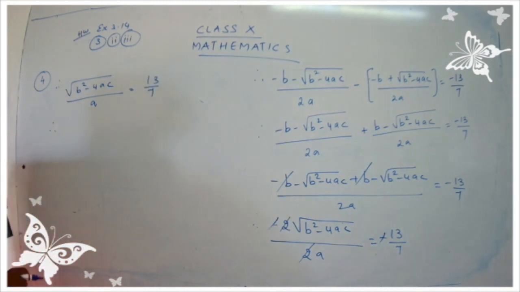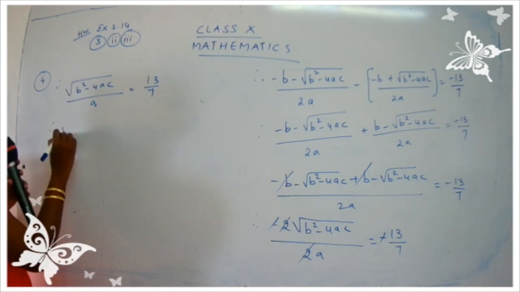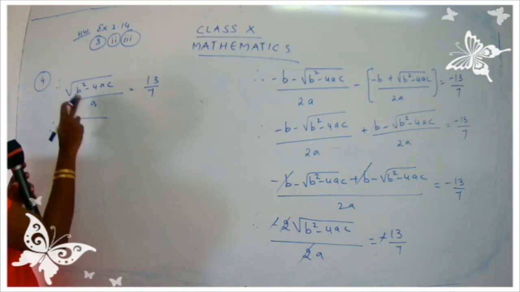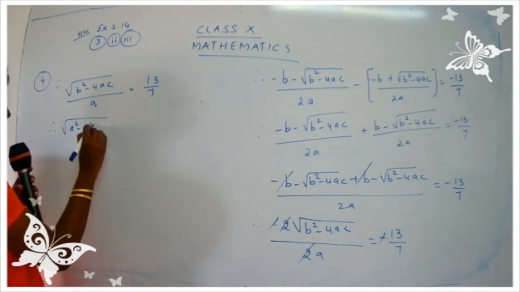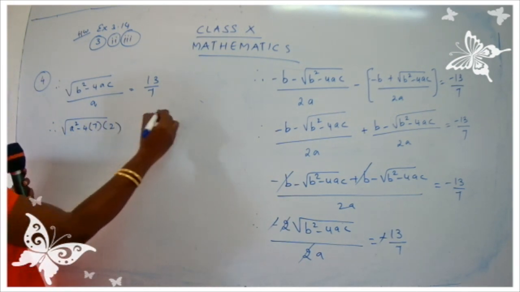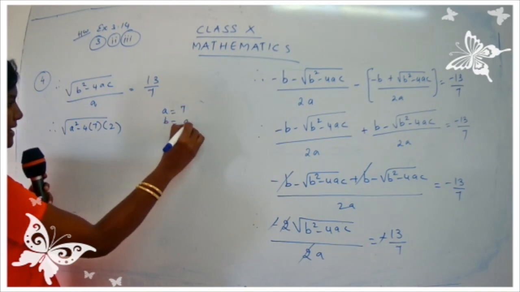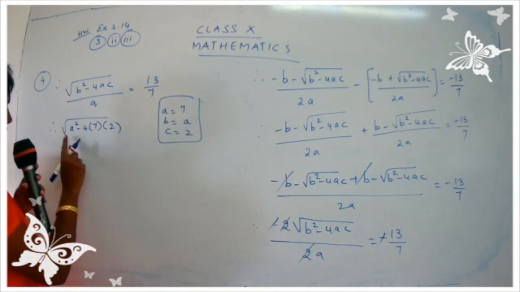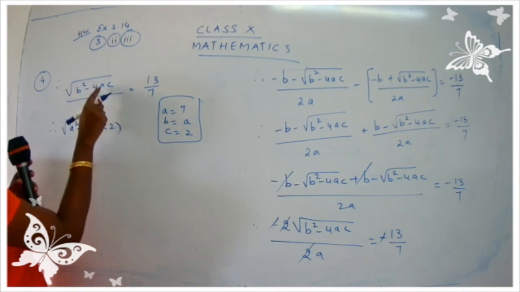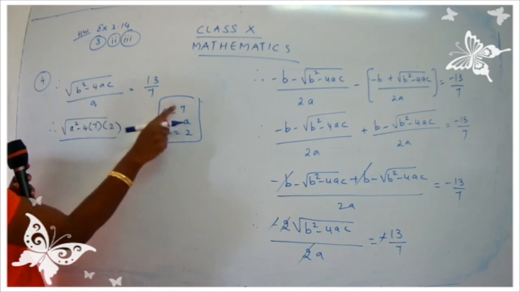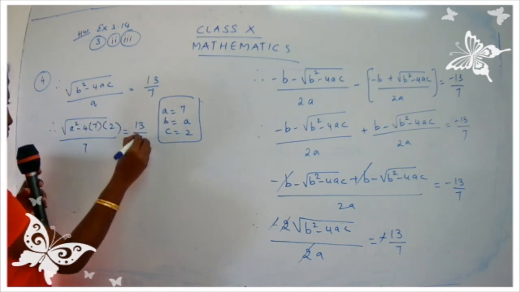Let me substitute the value, children. What is the value for b? It's 8. Everything I have to put under the square root sign. So 8 square minus 4. What is the value for a? 7. Yes. And c? 2. I hope you already have this value. a is 7, b is 8 and c is 2. So in place of b I have written 8 square minus 4 into 7 into 2, upon a, 7, is equal to 13 upon 7.